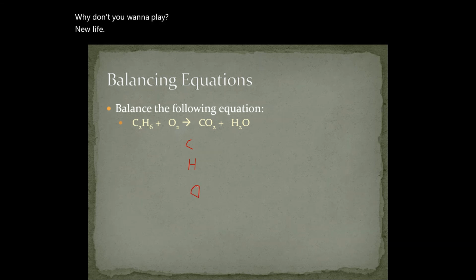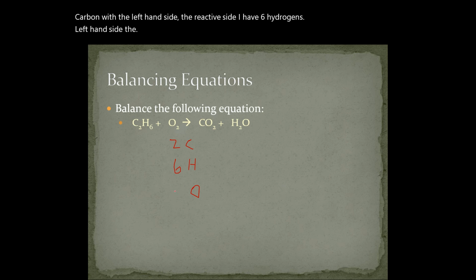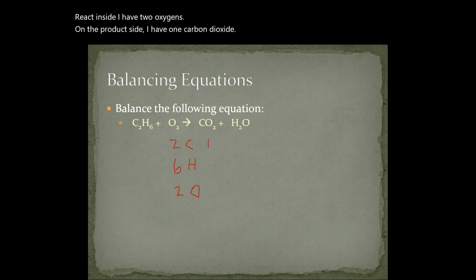On the left-hand side, the reaction side, I have 2 carbons, 6 hydrogens, and 2 oxygens. On the product side, I have 1 carbon dioxide, so I have 1 carbon. I have 2 hydrogens, because I have 1 water. And I have a total of 2 plus 1, or 3 oxygens.